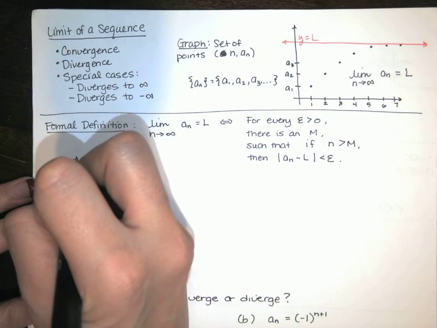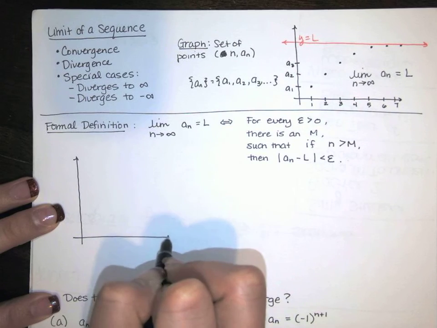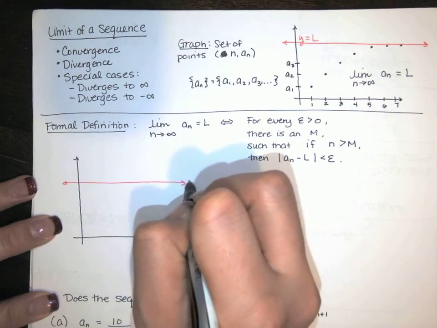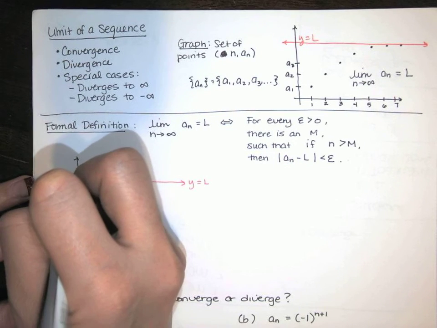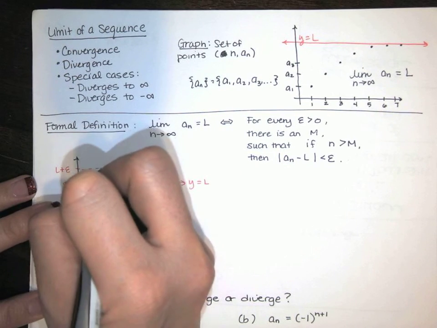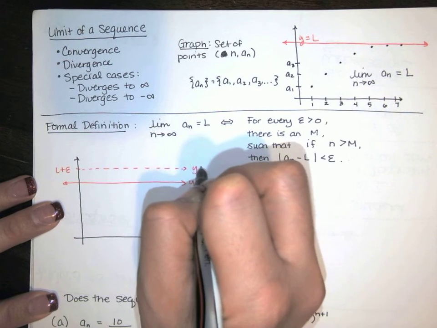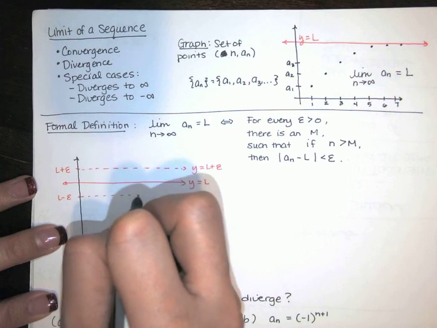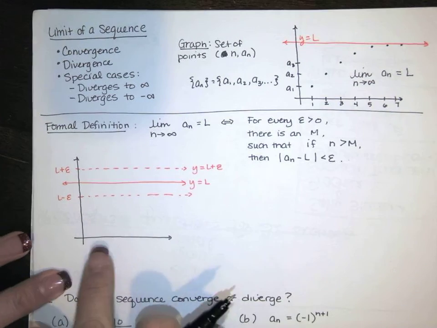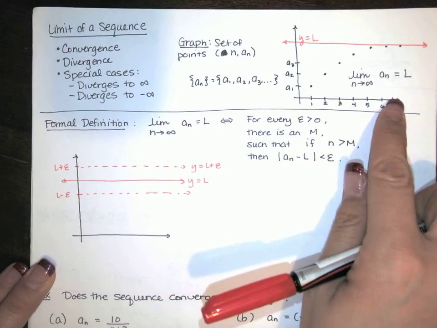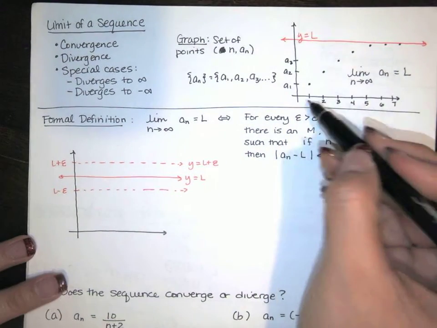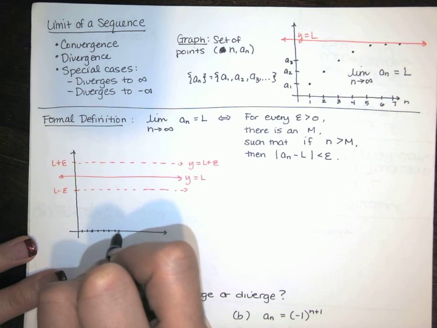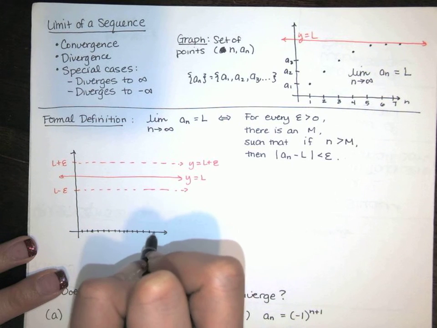Now let's draw another picture. Let's say the limit is L again. And this is the line y equals L plus epsilon. And this is the line y equals L minus epsilon. And I'm going to make my n values on this axis not so far apart this time. So I'll just do 1, 2, 3, 4, 5, 6, 7, 8, 9, 10, 11, 12. So we can get a whole bunch of points.